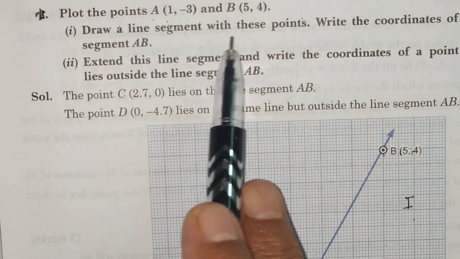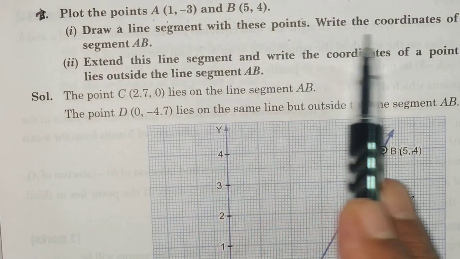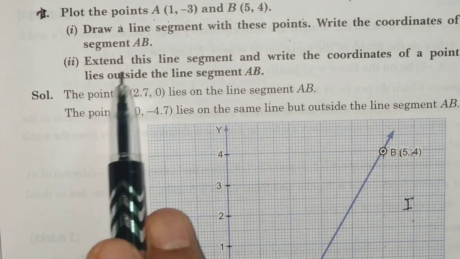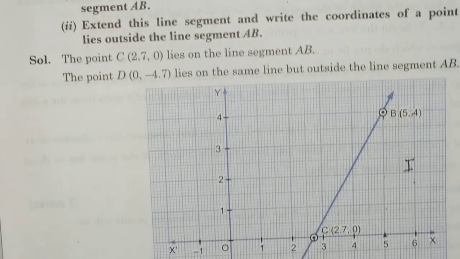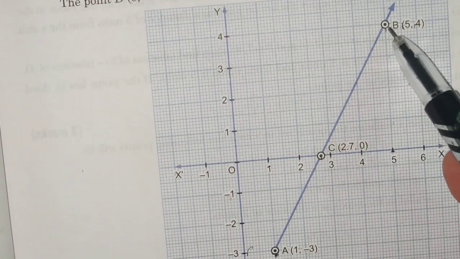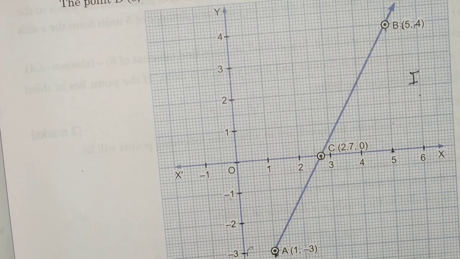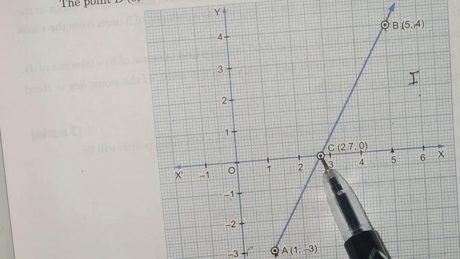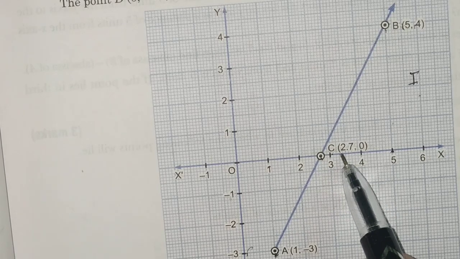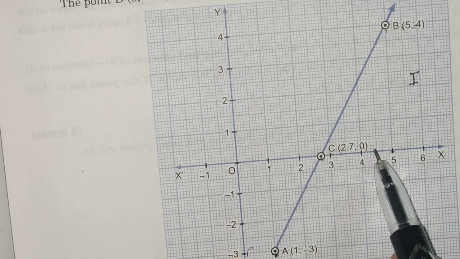Draw a line segment with these points. Write the coordinates of a point on this line segment AB. Here you can see students, when we join A and B, on the x-axis we get coordinates. This is C, (2.7, 0).